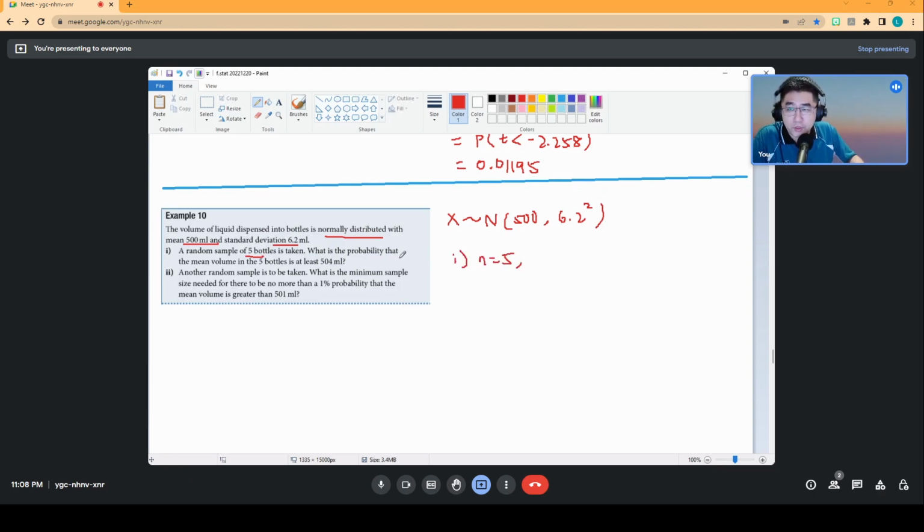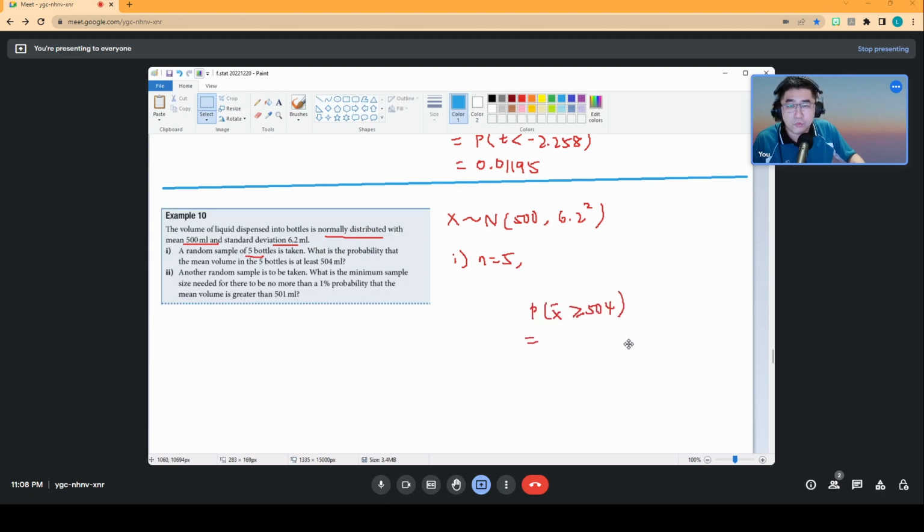What is the probability that the mean volume of 5 bottles is at least 504? So this one is asking about the mean of 5 greater than or equal to 504, at least. Okay, so in order to answer this, we need to get our distribution done first.